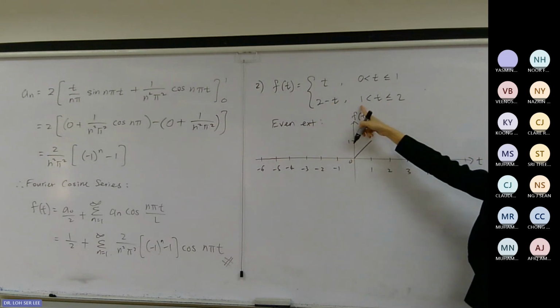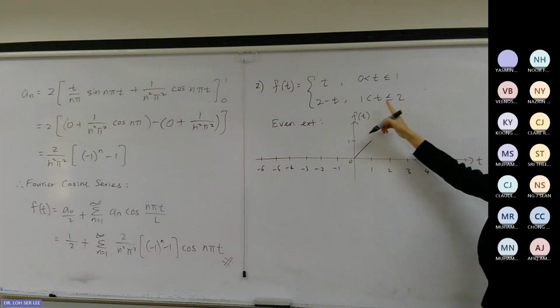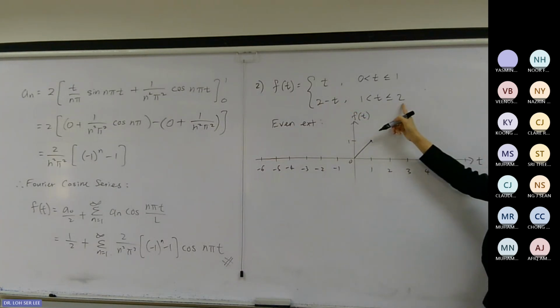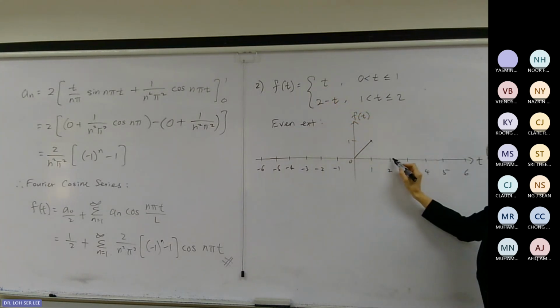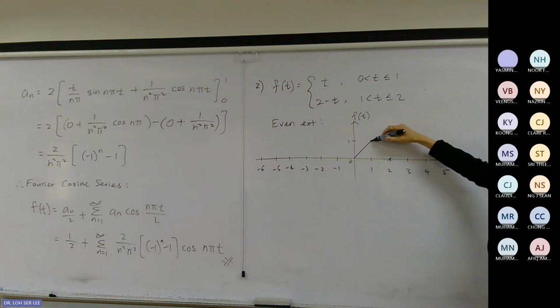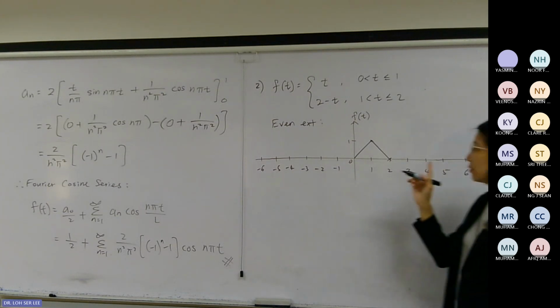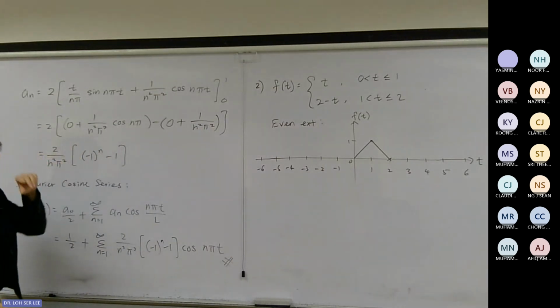When x is 1, what is your y? 1. So (1, 1). When x is 2, your y is 0. So (2, 0), which is here. So you just join the 2 dots with 1 line. Okay, so this is the function defined in half range.